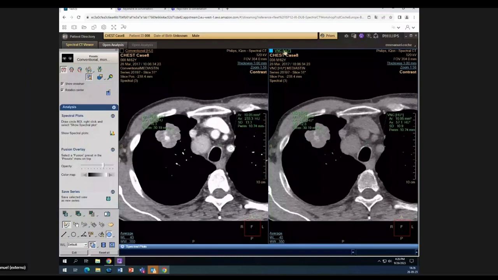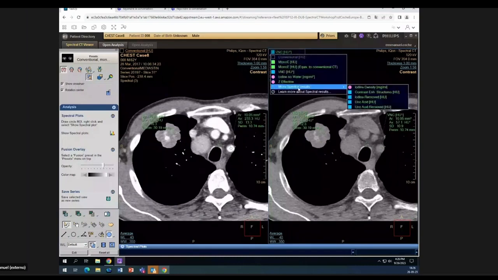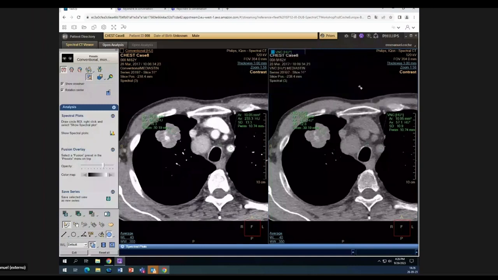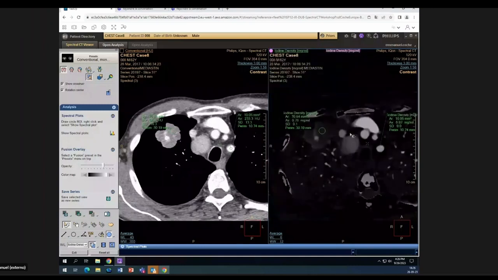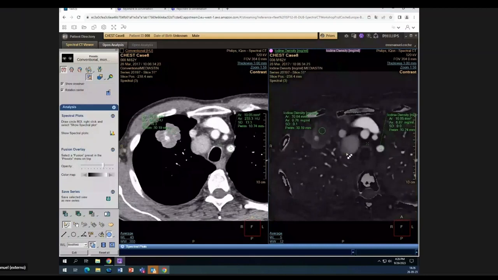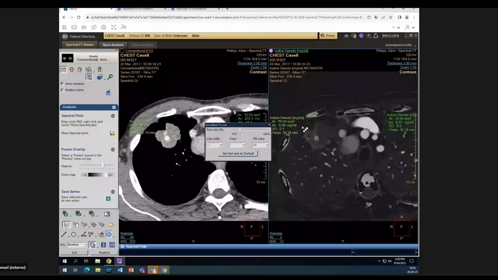If you go to iodine density, you go to more spectral results, iodine density. You can measure the density, the iodine density of the mass. You see 0.78. You can go to the other part of the lung mass or nodule, 1 milligram iodine per milliliter. So there are different components inside the lung nodule.